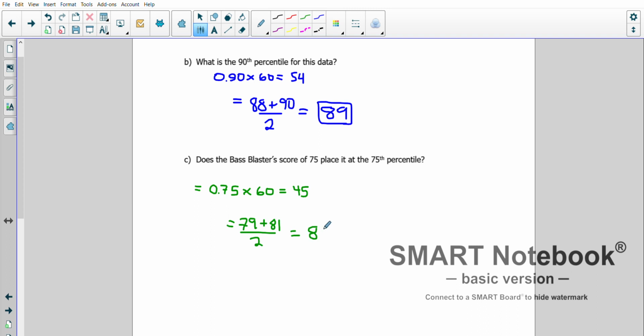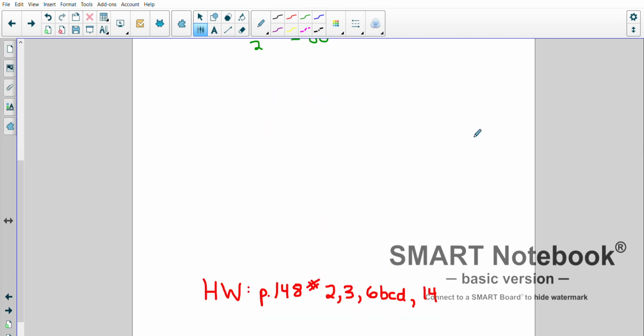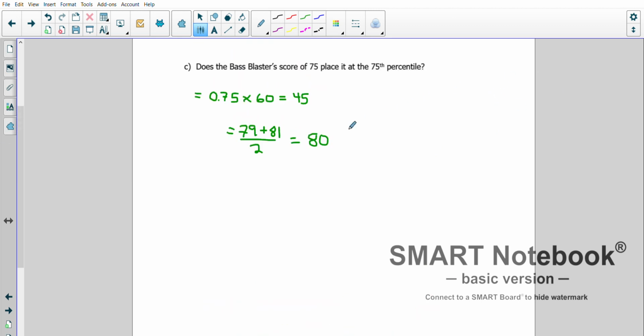The suggested homework is at the bottom. This is the last lesson of the unit, so there will be an assessment. The assessment's actually already posted. I'll also put up some review questions that you might want to work on, and just message me if you have any questions or concerns.